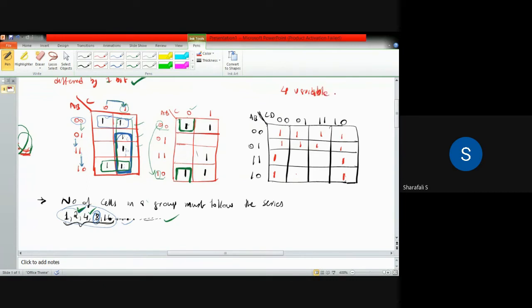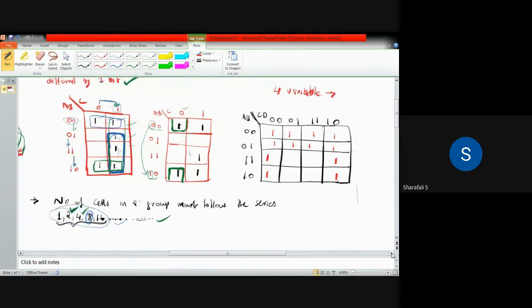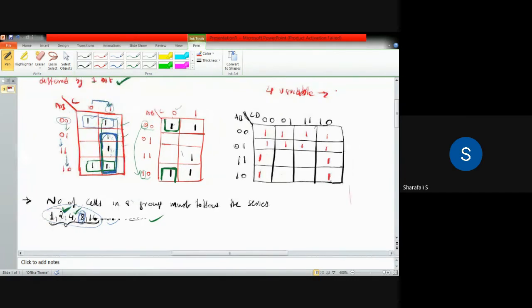4 variable means your maximum cells will be equal to 16. So you will be having the sequence 1, 2, 4, then 8, then 16. This many cells in each group can be possible. That is allowed, and each cell should differ by 1 bit. So let's consider different groups here.